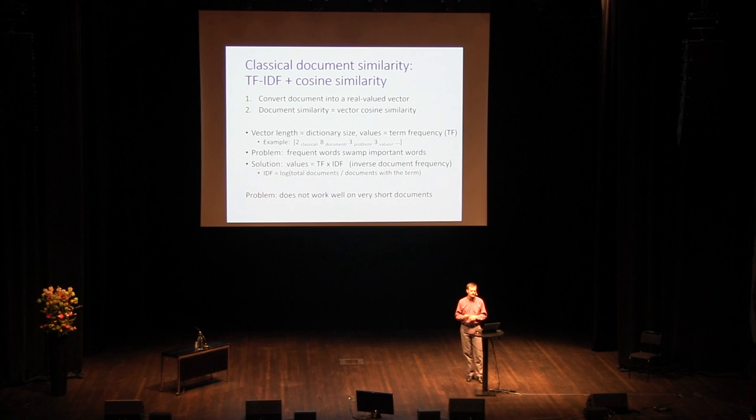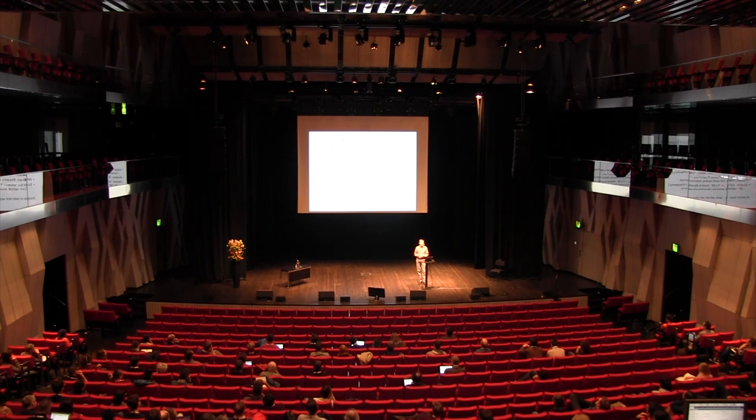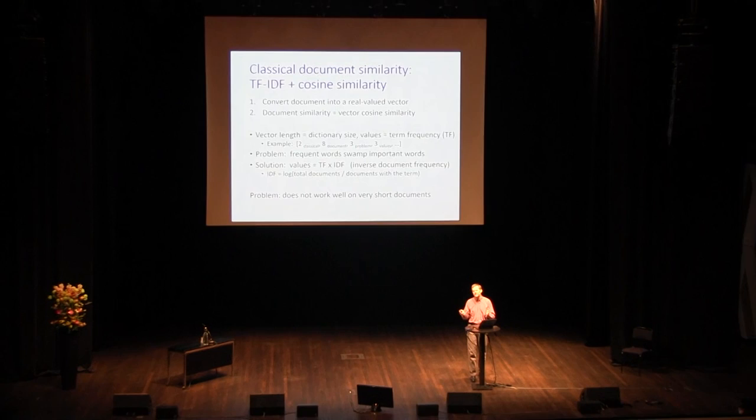So the problem with this is that really frequent words like the and of and swamp out everything else. So if you have a document that uses the and of and, it's going to compare as very similar to other documents that have the and of and. So the solution to this is don't use the values that I just showed you. Don't use term frequency. Use term frequency times inverse document frequency. Inverse document frequency essentially says if a word appears in every document, it's not important at all. If a word appears in just one or two documents, then for those documents, it's really relevant. So this is great, and this is the way that document similarity is done. The problem is, it doesn't work very well on very short documents because of all those zeros in the vector.